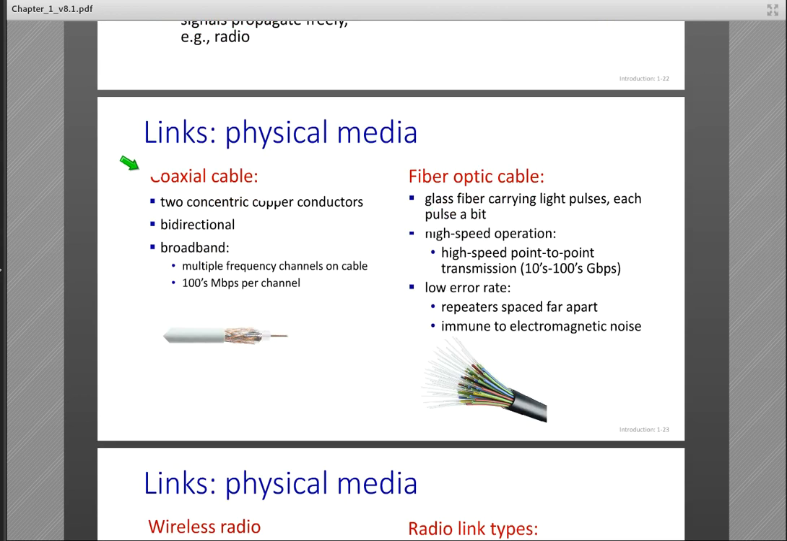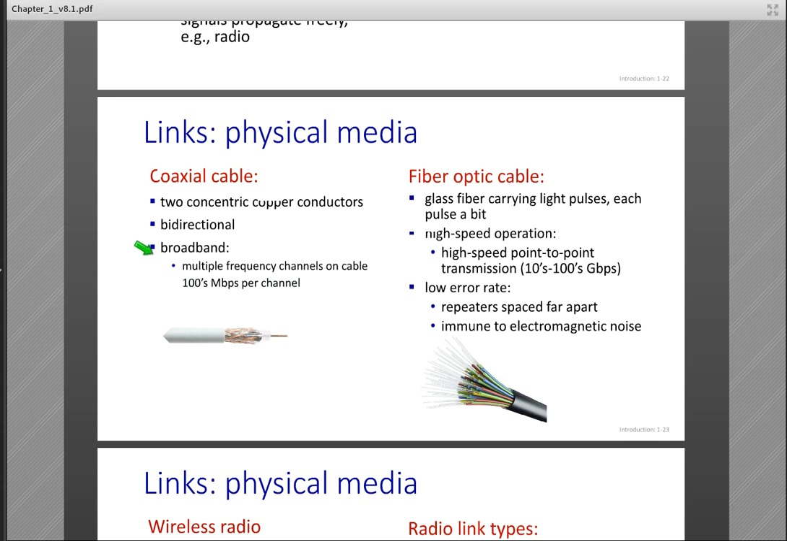The next physical media is coaxial cable. You can see this cable in TV. You are connecting your antenna to your TV using a coaxial cable. Okay, the shape of coaxial is like this. There is a copper core in the center, then a plastic coat, then a copper mesh, and finally a plastic jacket.